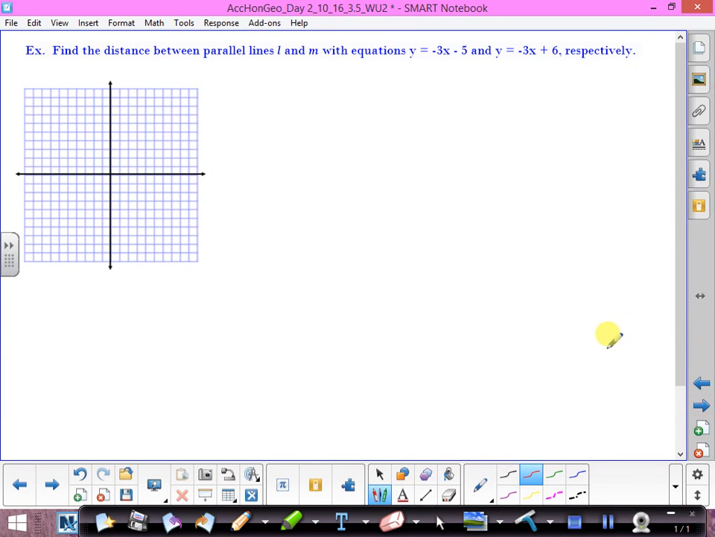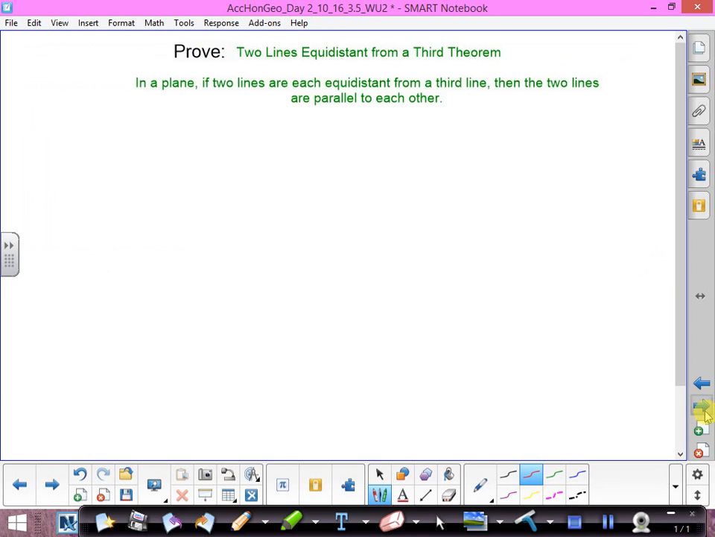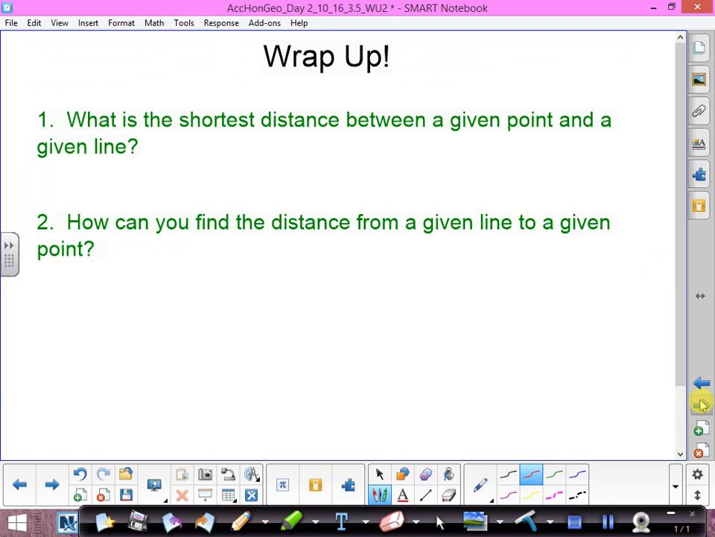Alright, so on this one, I want you to work it out completely. So find the distance between the two parallel lines, use the same steps we used on the previous problem. So bring those to class tomorrow, and we will go over both of those. I want you to skip the proof for now, but I want you to answer the 2 wrap-up questions also. So you have 2 problems to finish, and then these 2 wrap-up questions, and we'll go over it all in class. So I will see you then.